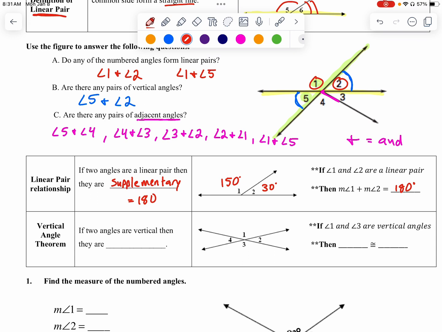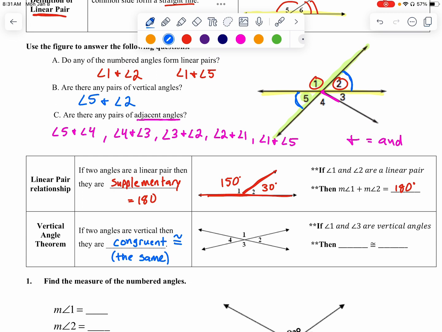In a linear pair, they have to form the straight line and be adjacent. I know supplementary angles don't always have to be touching, but to be a linear pair, they do have to be touching and make that straight line. Then the vertical angle theorem: if two angles are vertical, then they are congruent. A reminder, for congruent we use the equal sign with a squiggly mark. Congruent means they're the same shape, the same size. So they are the same.